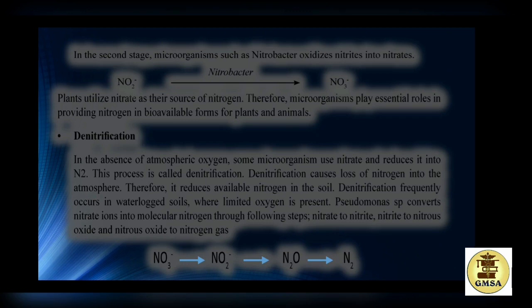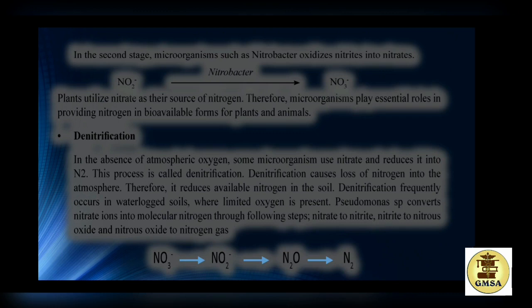The next step is the denitrification process. In the absence of atmospheric oxygen, some microorganisms use nitrate and reduce it into N2. This process is called denitrification. Denitrification causes loss of nitrogen into the atmosphere. Therefore, it reduces the availability of nitrogen in the soil.